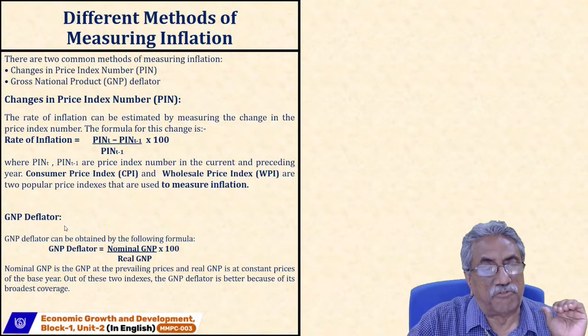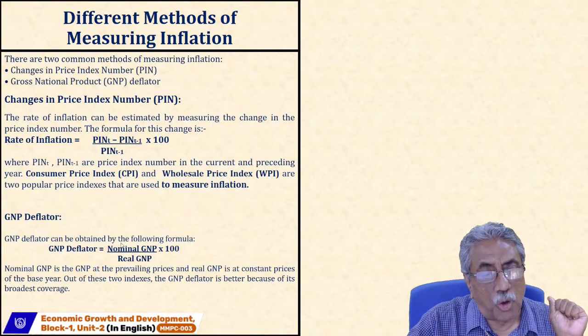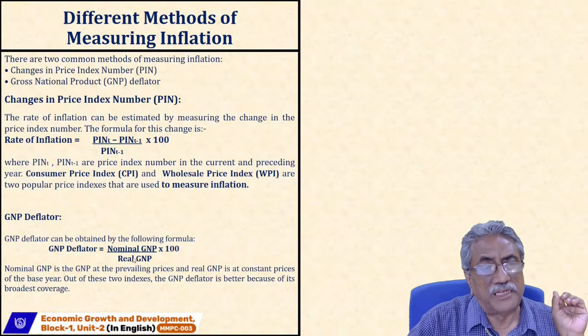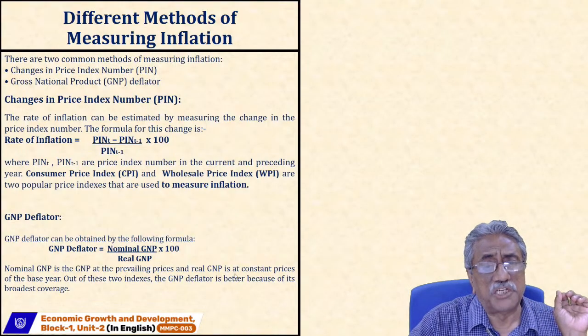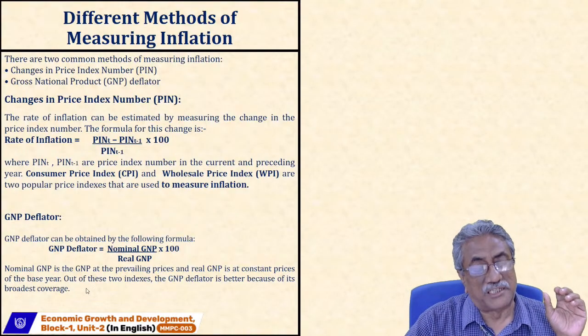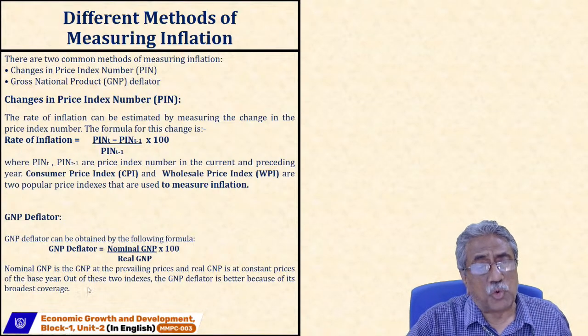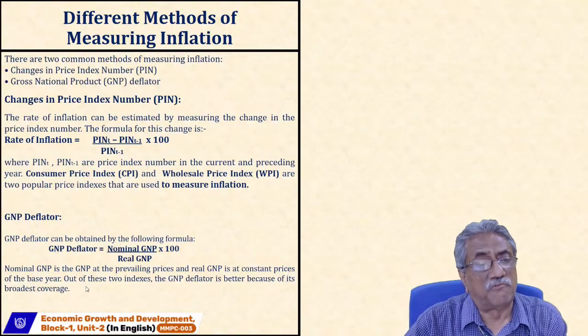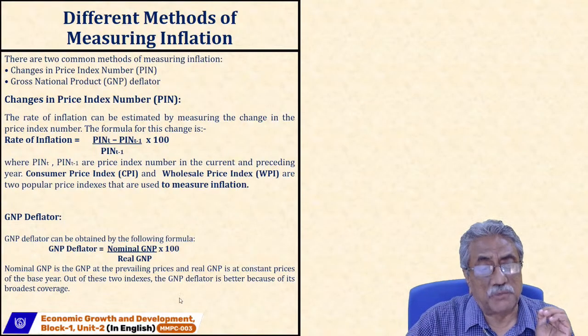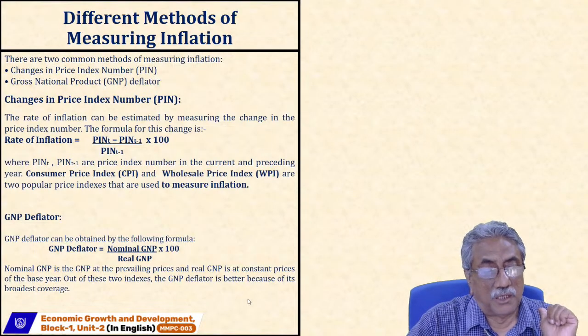Second is the GNP deflator. What is this? Nominal GNP divided by the real GNP. Real GNP is nominal minus inflation. So nominal GNP is GNP at the prevailing price, and real GNP is at constant prices of the base year. That means if my base year is 2010, at that time what was the GNP? That means I am taking out the inflationary pressure. Out of these two indexes, the GNP deflator is better because it has the broadest coverage.